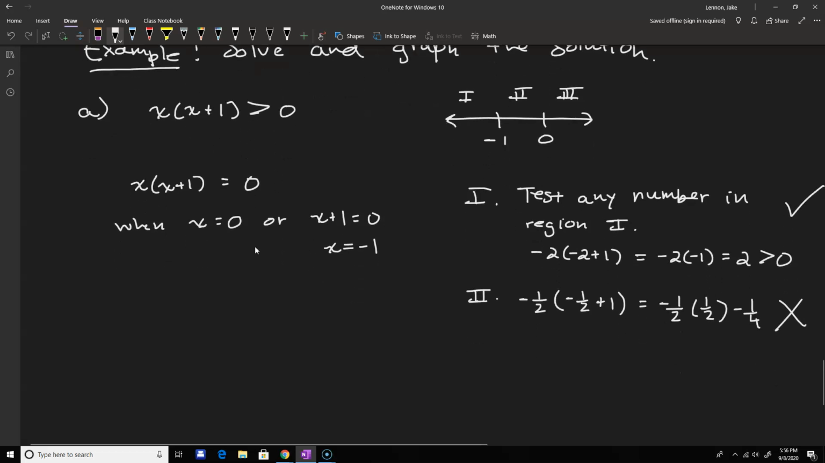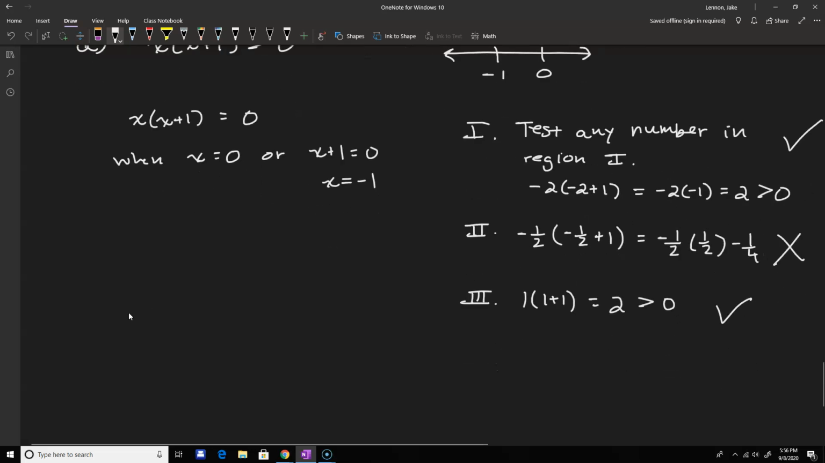And then we could also test region 3. So region 3 would be any number bigger than 0. So we could plug in, say, positive 1. So we could do 1 times 1 plus 1. This comes out to 2, which is greater than 0. So again, a check mark by this region.